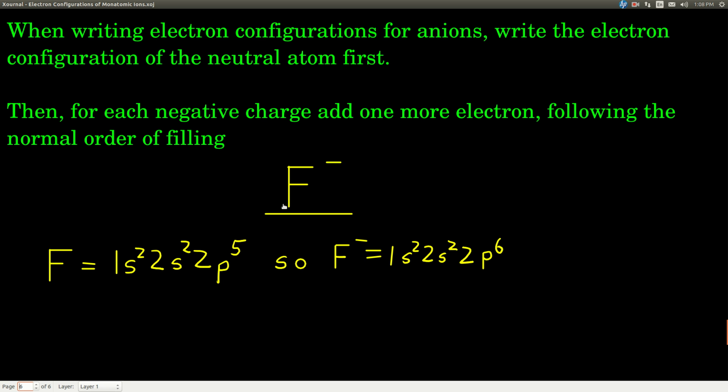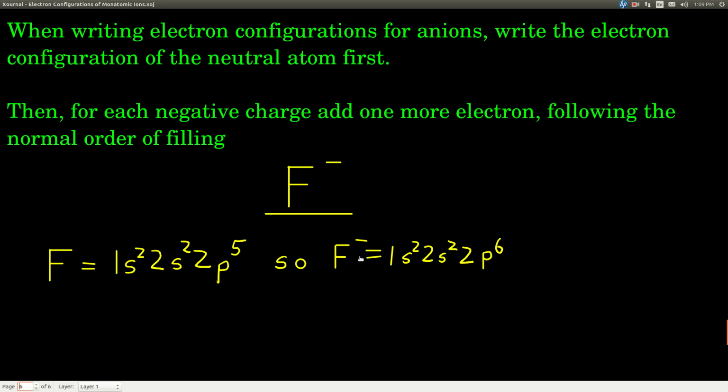Making anions, we just, again, start with the electron configuration for the neutral atom and then start adding more electrons following the same order of filling that we would normally for any atom, just adding as many electrons as we have negative charges. And here the fluoride ion has a -1, so we're going to add one extra electron. The neutral fluorine atom's electron configuration is 1s2, 2s2, 2p5. We still have room for one more electron in the 2p subshell, so we write 1s2, 2s2, 2p6 for the fluoride ion.